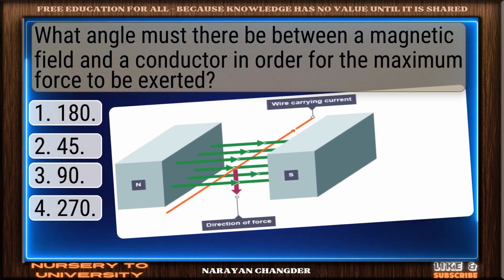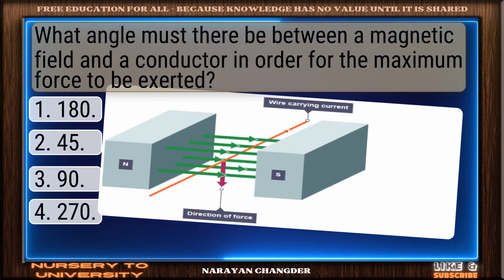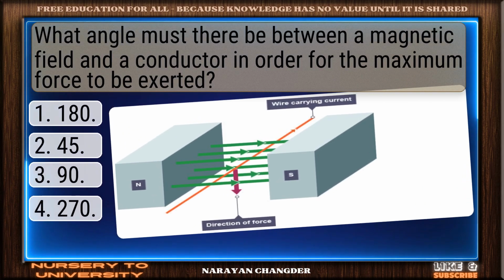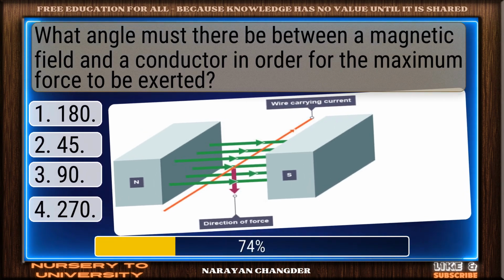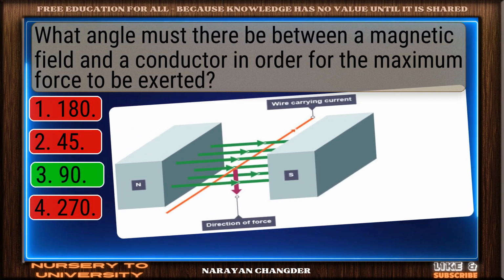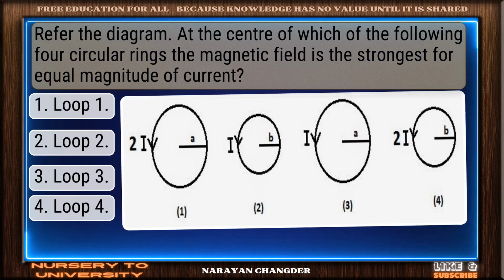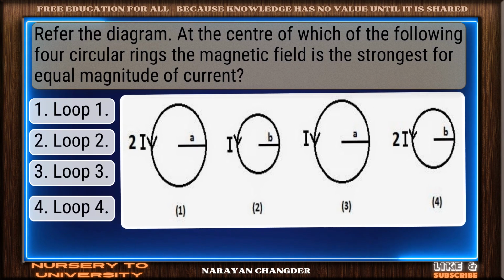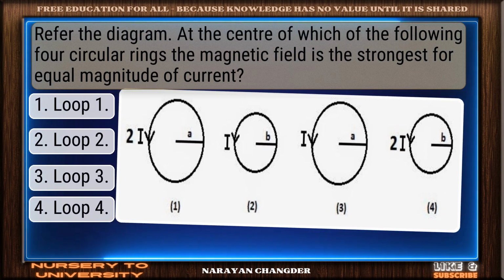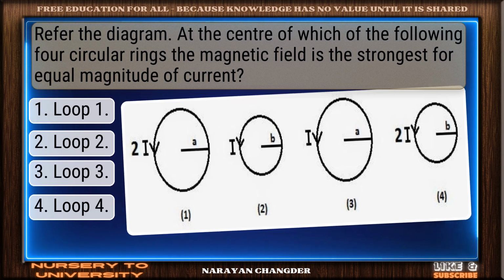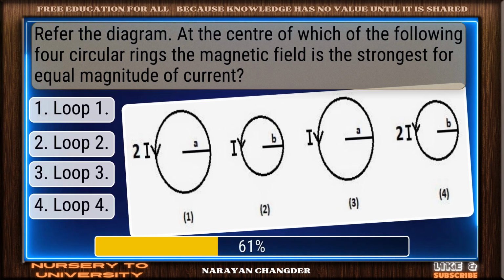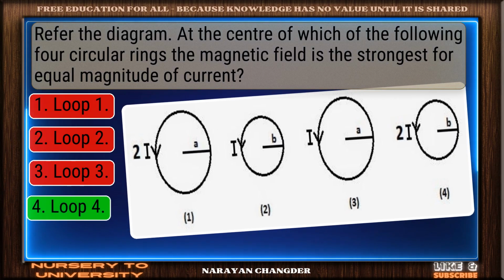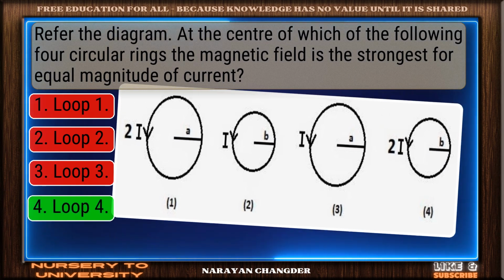What angle must there be between a magnetic field and a conductor in order for the maximum force to be exerted? Smart move. 90 is accurate answer. Refer the diagram, at the center of which of the following 4 circular rings the magnetic field is the strongest for equal magnitude of current. Nicely done. Loop 4 is solid.